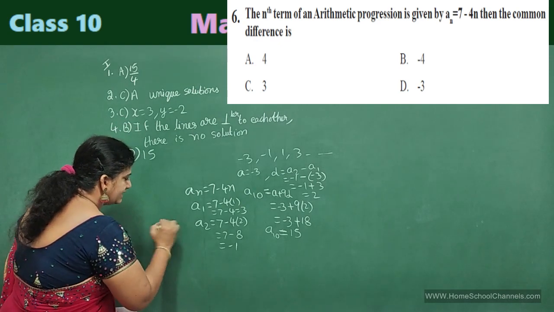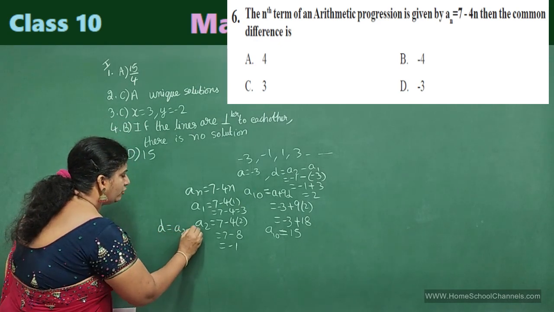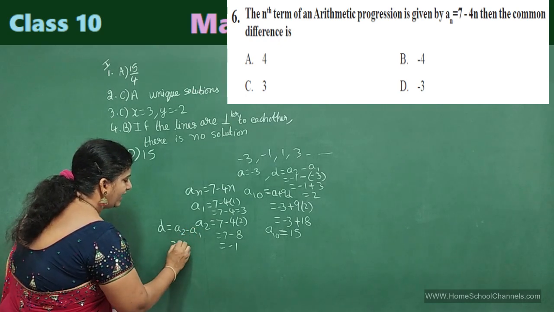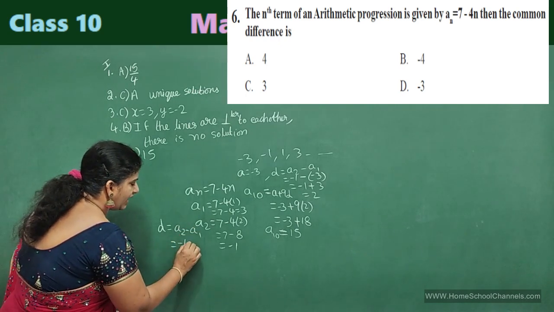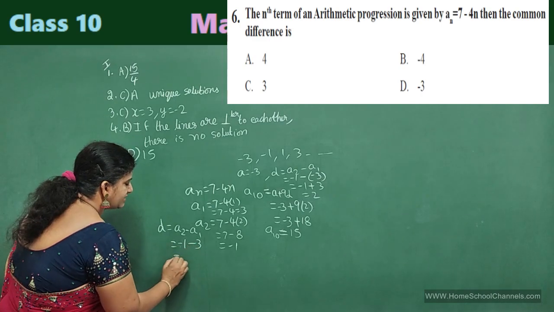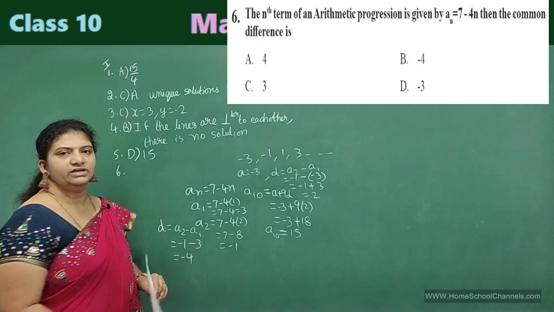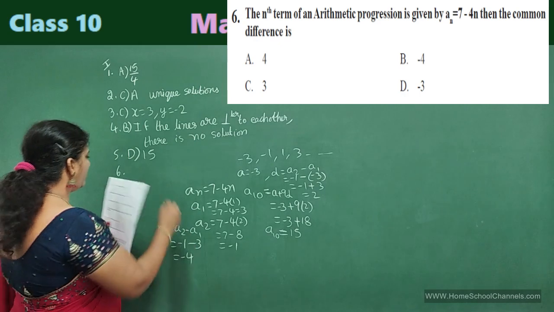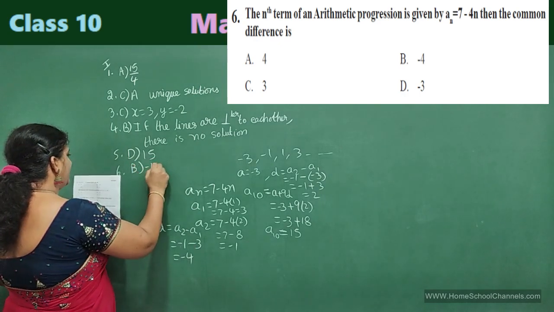Therefore, common difference D is equal to A2 minus A1. A2 value is minus 1, A1 value is 3. Minus 1 minus 3 will be minus 4. Check the option here. Option B, minus 4.